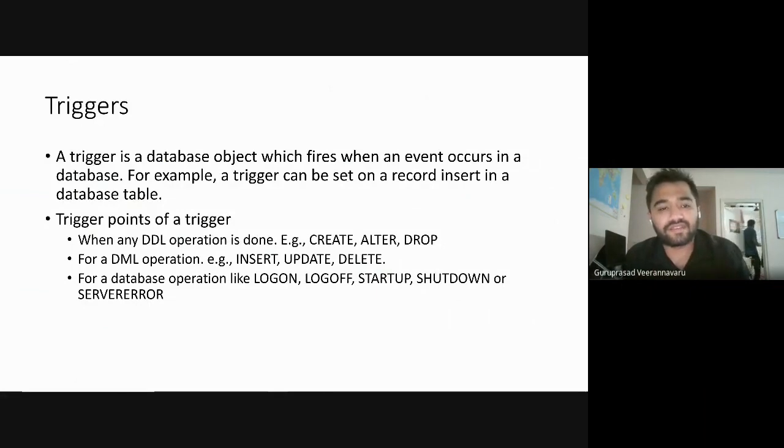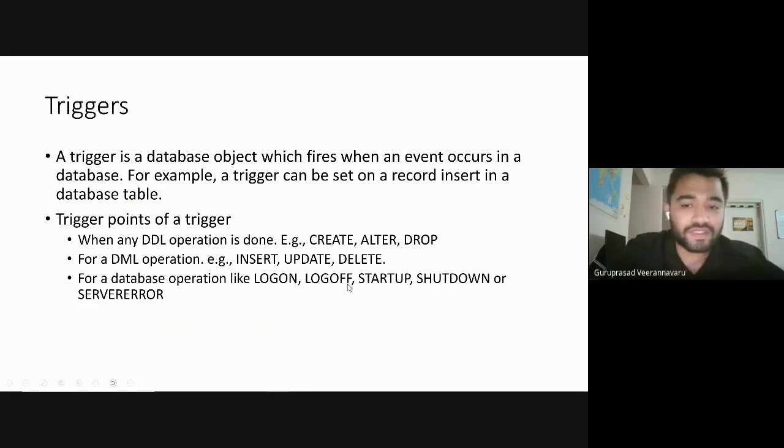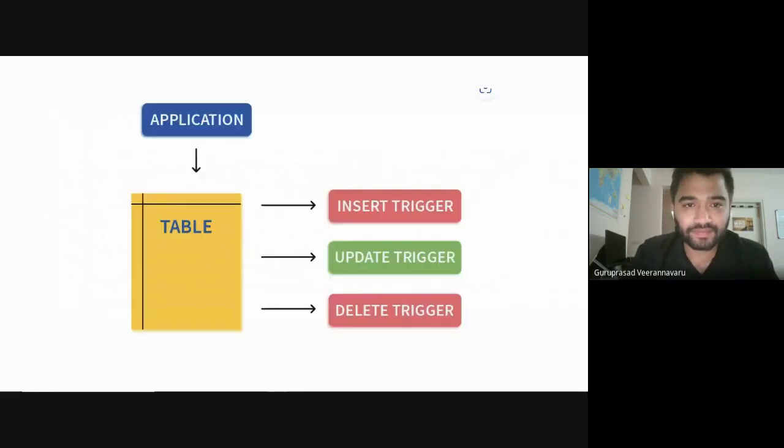So the events are the examples that I said: create, alter, drop, insert, update, delete. And there are other database operations that you can work on, like log on, log off, startup, shutdown, and on server. So whenever any of these statements are happening, you can do some kind of pre-statement, pre-operation query or post-operation query. That is basically what a trigger is. That is what happens in a trigger.